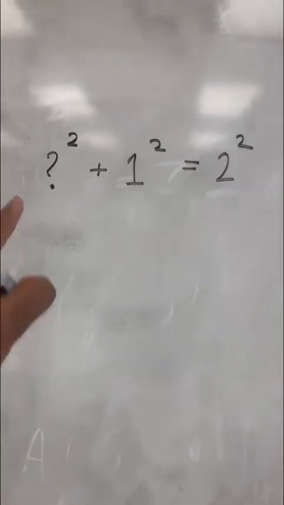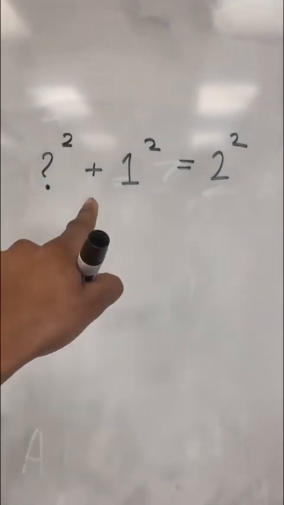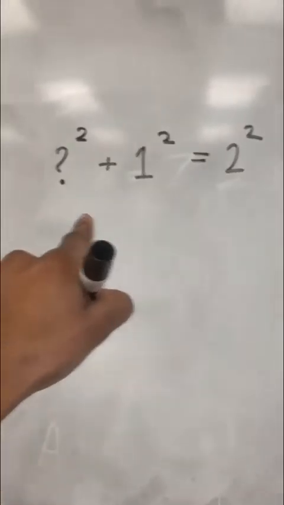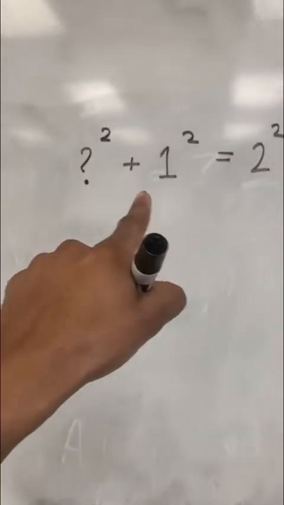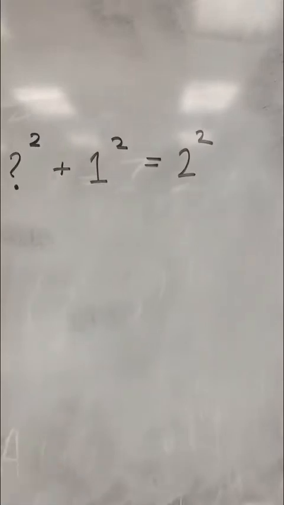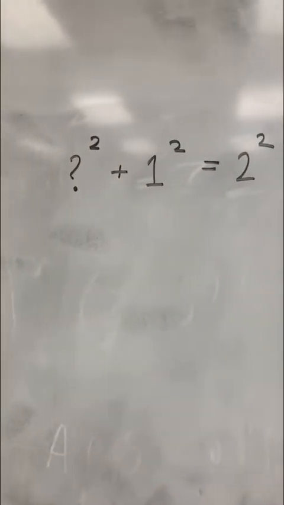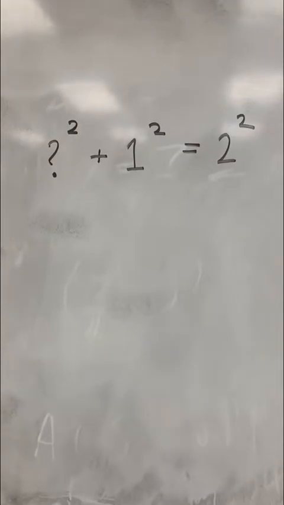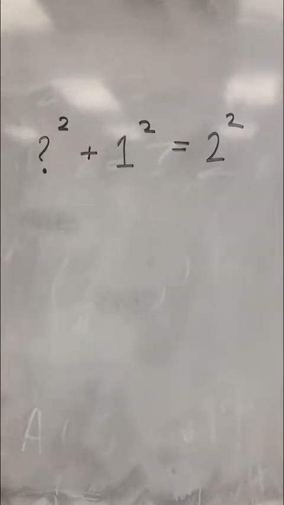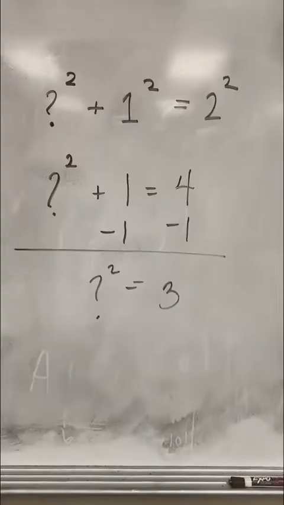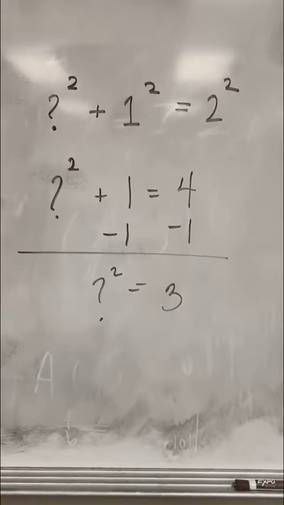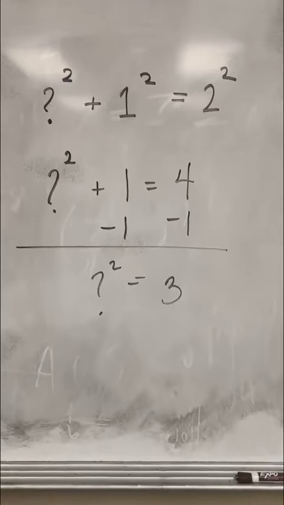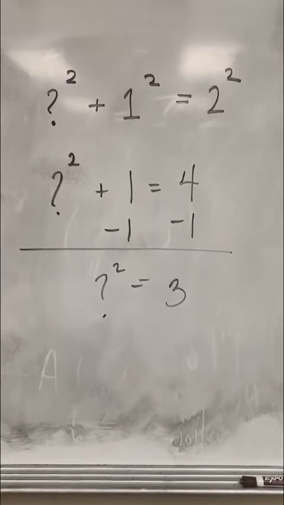So now I have my leg squared plus my other leg squared is equal to my hypotenuse squared. So question mark squared plus 1 squared is equal to 2 squared. And then we're going to solve for that question mark. Any other time we'll use an X variable or whatever. I just like to use my question mark when I explain this. All right, question mark squared plus 1 is equal to 4. Subtract 1 on both sides. Now I have my question mark raised to the second power equal to 3.